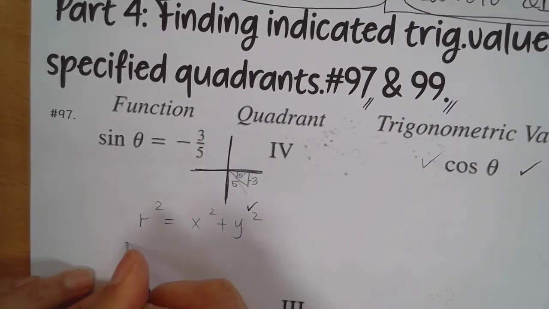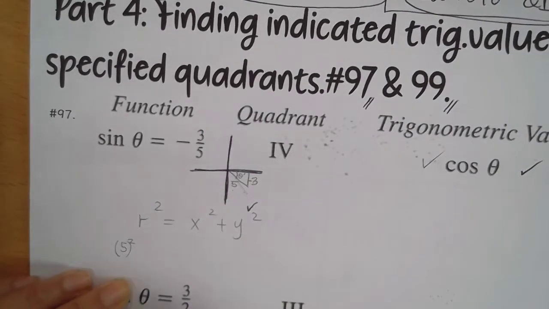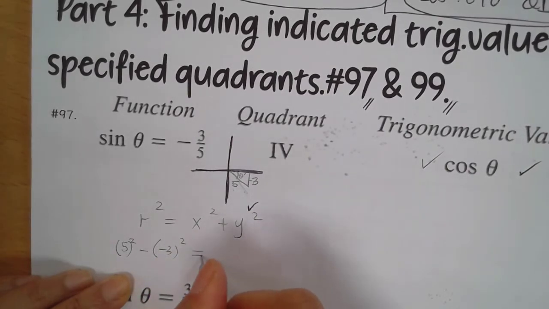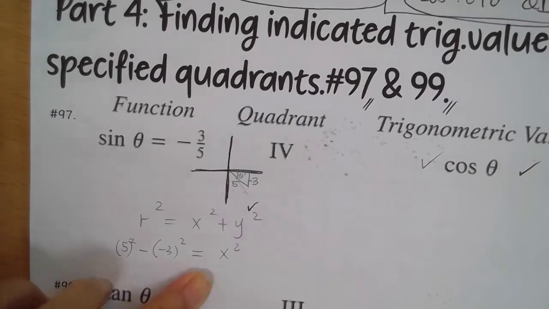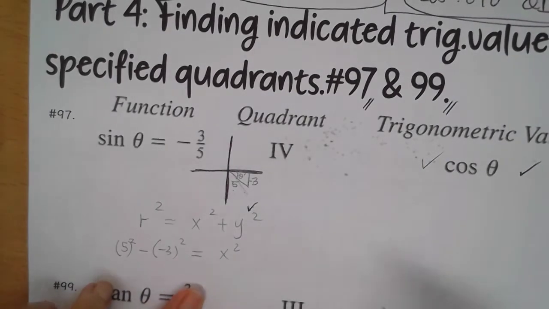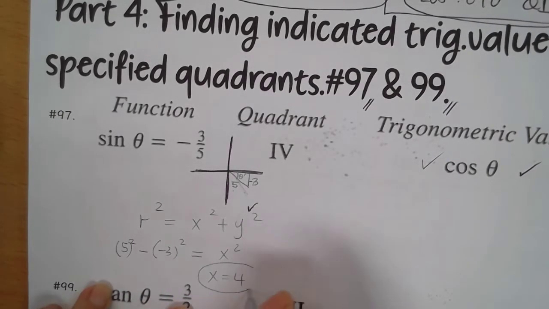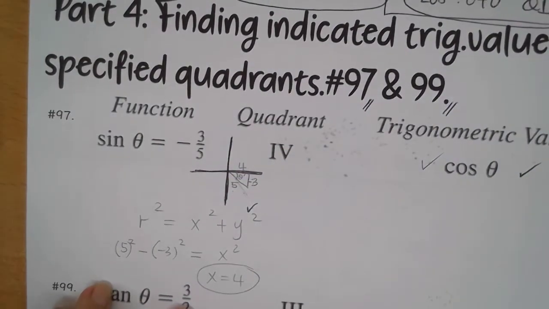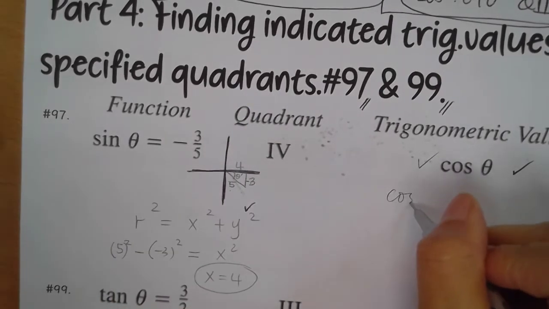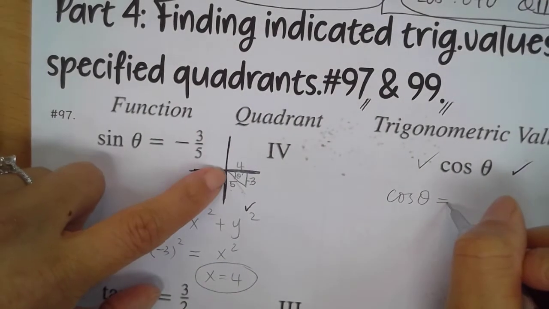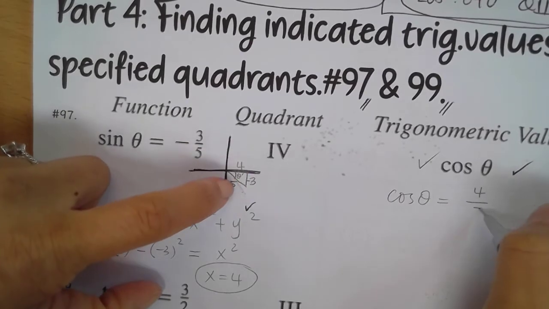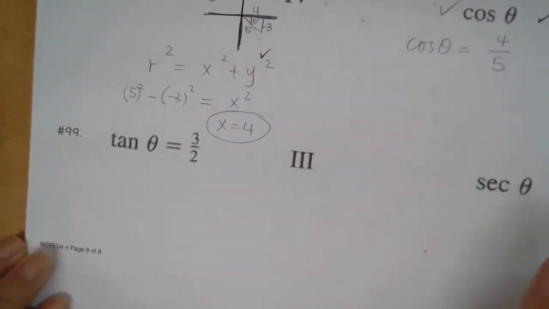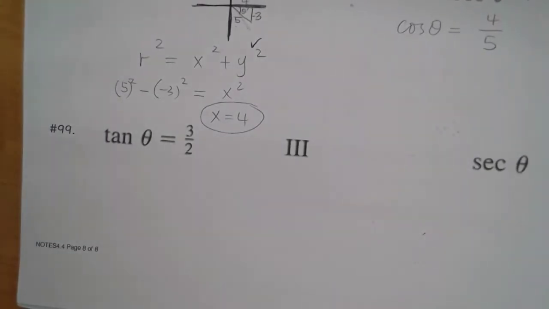So isn't it just 5 squared minus negative 3 squared, which is going to equal your x squared? That's 16, so x is going to equal 4. All right, so label that so you can see it. Now cosine theta is unmistakable. It's so easy, right? Cosine theta is going to equal, well, look here, 4 over the hypotenuse 5, 4/5. Now you try number 99 on your own. Stop the video and try this.